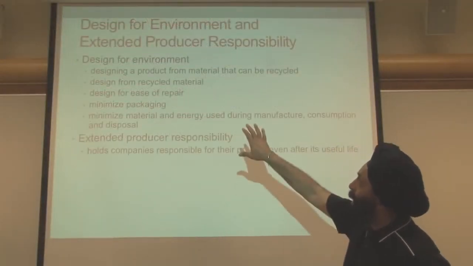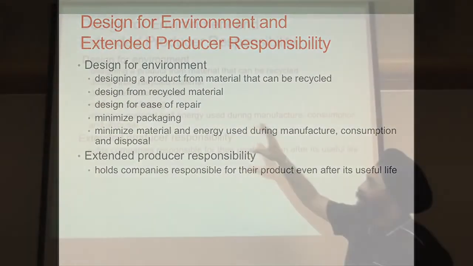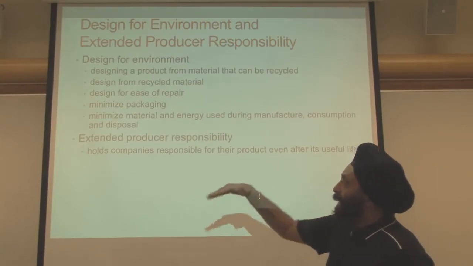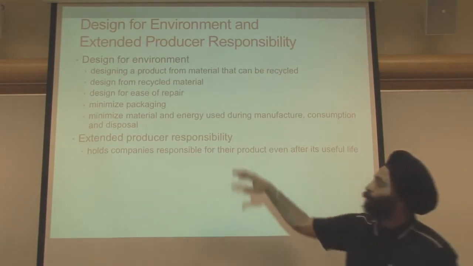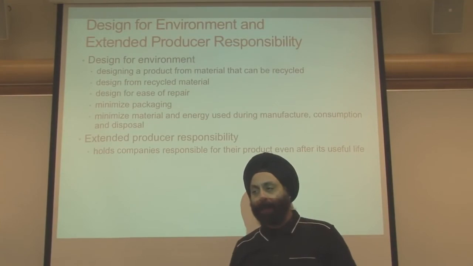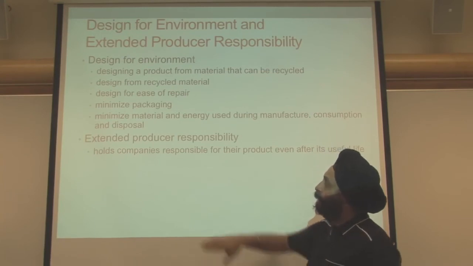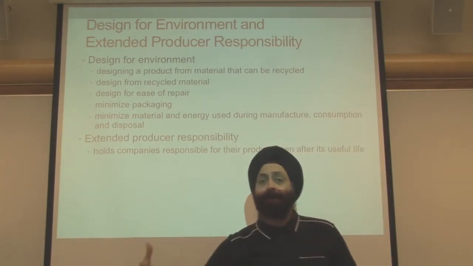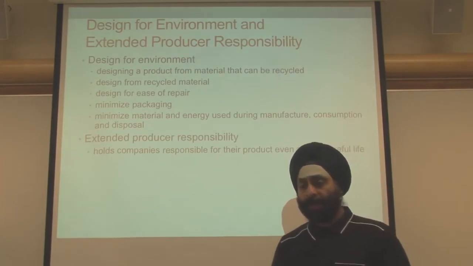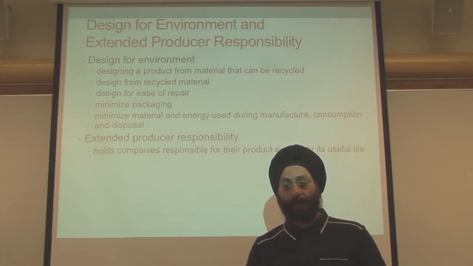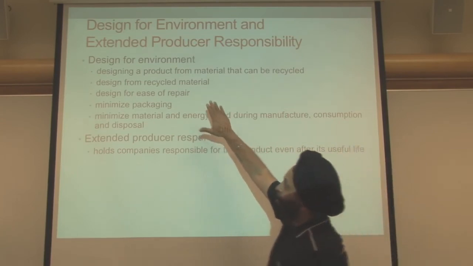Next, we'll look into the design for environment and extended producer responsibility. So in this case, design for environment of a product, or eco-design, is designing a product from materials that can be recycled. So making sure you are using materials that are not harmful for the environment after end of life. Also, if possible, design using recycled material that has been used earlier. So a lot of times you see printing paper which says, for example, 20% recycled material. That's an example of design from recycled material.